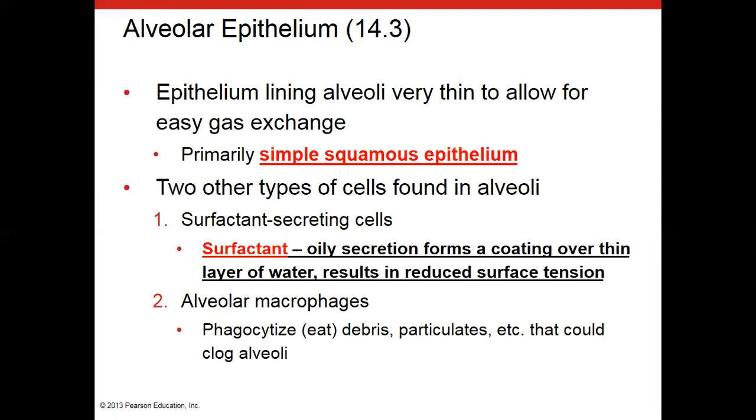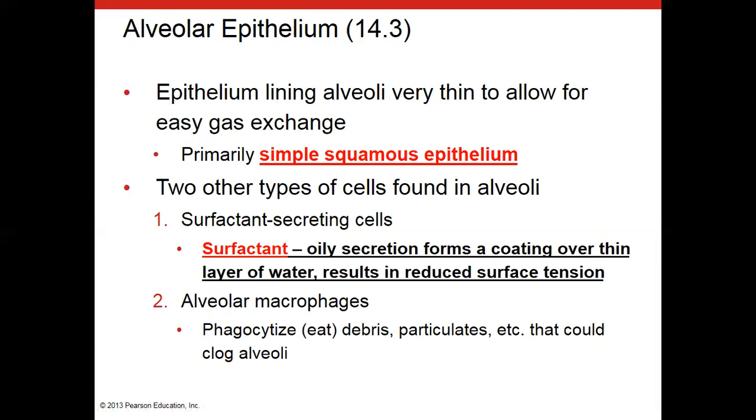The epithelial lining that lines the alveoli and basically creates them is simple squamous epithelium. So remember, that's just one layer of squamous cells that are thin and flat. It makes it really easy to exchange gases across that surface. So most of lung tissue is made up of simple squamous epithelium, particularly the alveoli.